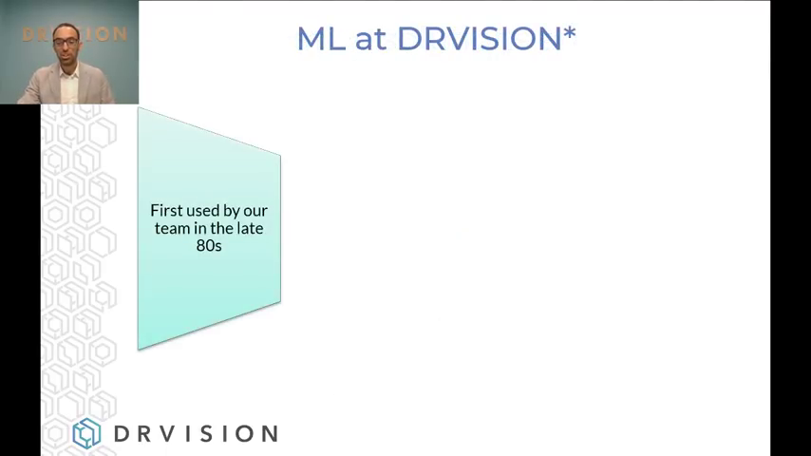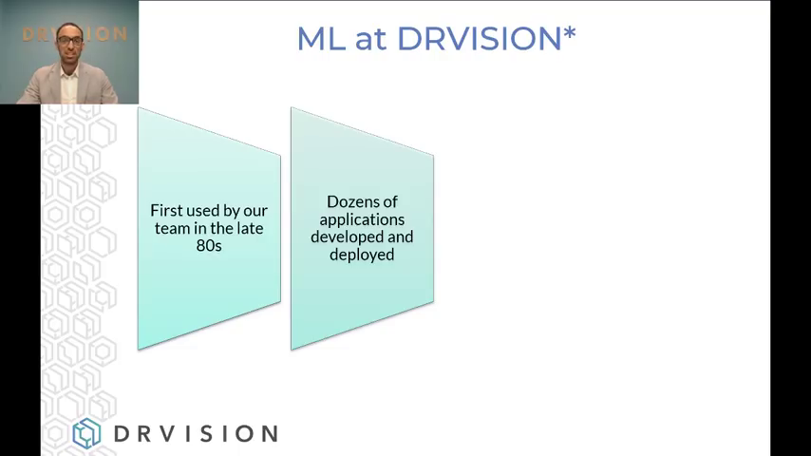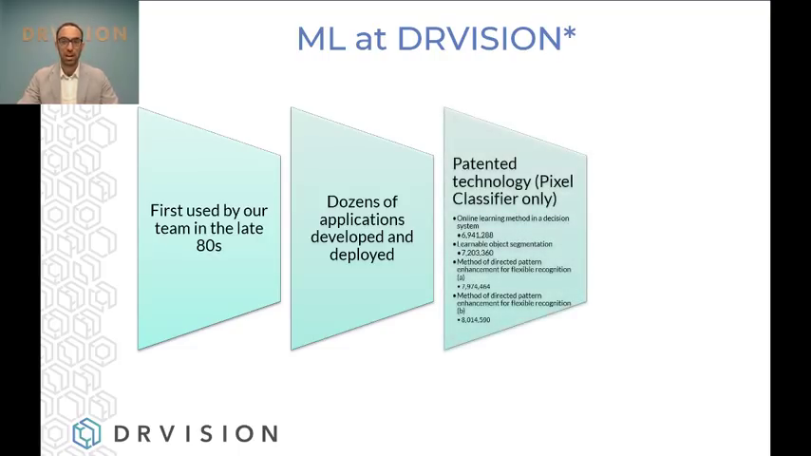In terms of machine learning, we currently have 11 patents in that field, and the first work we did was in the late 80s in that microscope, the smart microscope that you saw in the previous slide. We have since developed dozens of other applications and deployed them successfully out there, not only in life sciences, but also material sciences, metrology, and other fields.